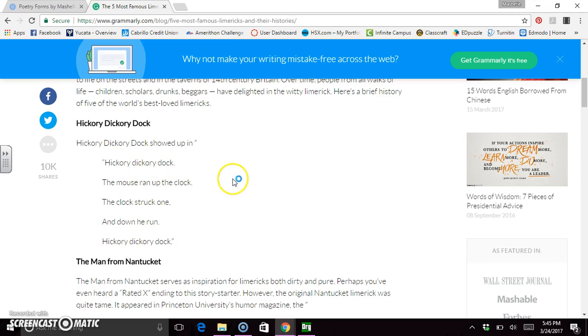Hickory dickory dock, the mouse ran up the clock. The clock struck 1 and down he ran, hickory dickory dock.